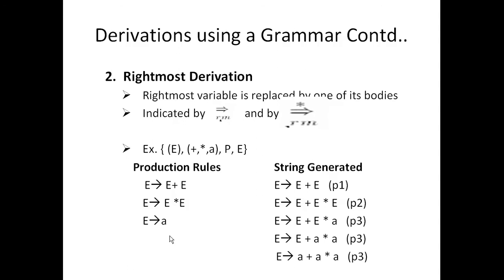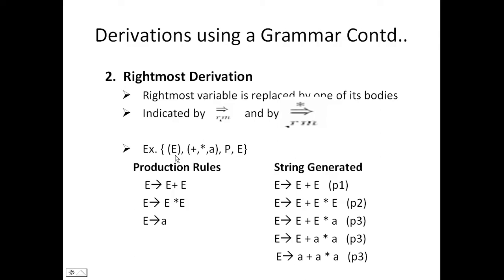Now let us see the rightmost derivation. So it is just the opposite of the leftmost derivation. So here instead of the leftmost, now the rightmost variable will be replaced by one of its bodies, one of its terminal symbols. So here it is indicated by arrow RM. The image is not clear actually, so it is arrow and RM which represents the rightmost derivation, and if there are multiple steps you have to show in a single step, then you can represent it by using arrow star RM.